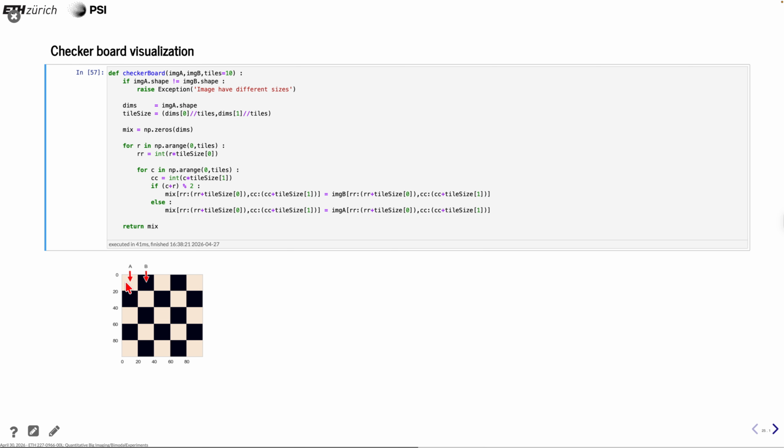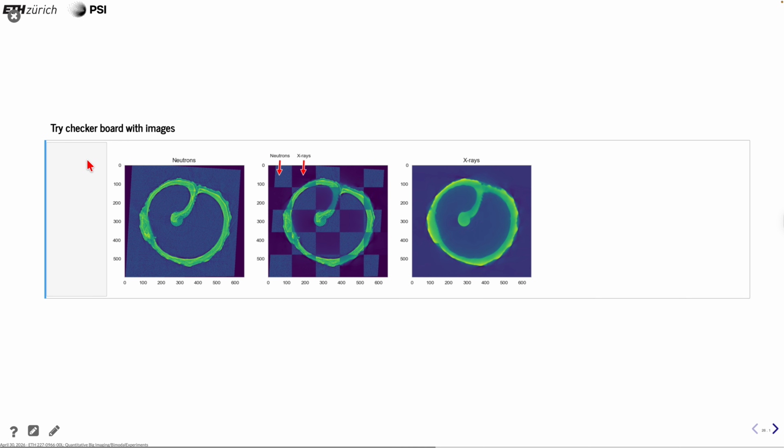And in principle, what you do is you alternate the tiles like this. This is modality A, B, and so on. And then you can see how well the two modalities match on each other. You can also see the contrast differences between them. This piece of code is essentially what is doing the mixing. Here I only used zeros and ones, that's where you see the checkerboard.